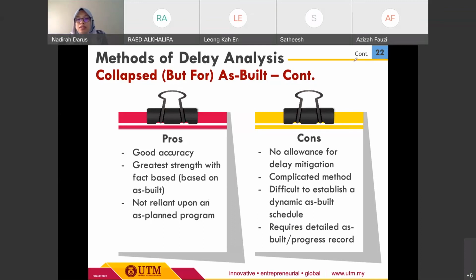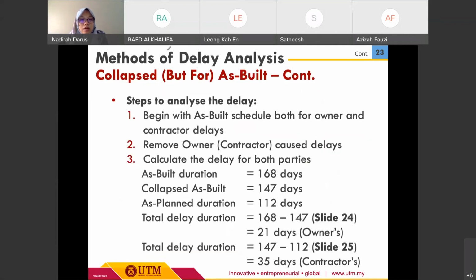However, in terms of the disadvantages, there will be no allowance for delay mitigation. It is a complicated method as compared to the previous one, and it is difficult to establish a dynamic as-built schedule. It also requires a detailed as-built or progress report. In terms of the documentation and references, it will be more complex as compared to the first method. So this is how we conduct the delay analysis using this method.